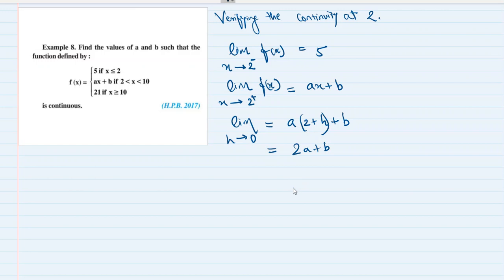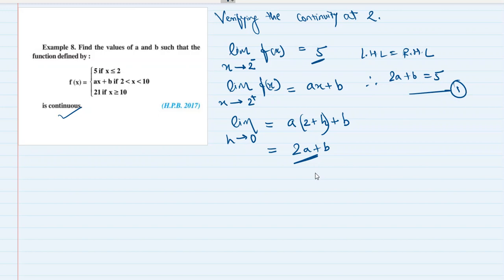So this is the RHL, the value of the RHL of this function at 2, and the value of the LHL is 5 at 2. So we've got the value of LHL and RHL, but LHL is equal to RHL. Why? Because this function is continuous. They've already said that, and therefore we can say that 2a plus b is equal to 5. This is our equation number 1.